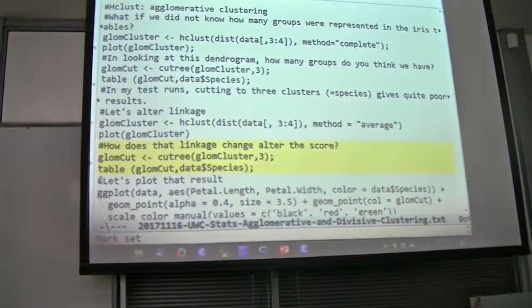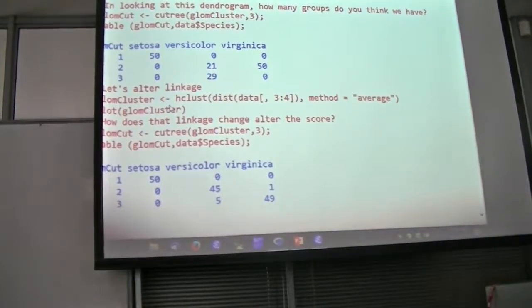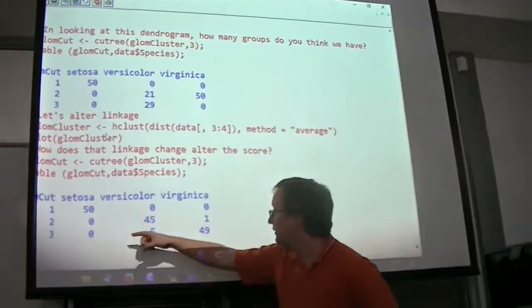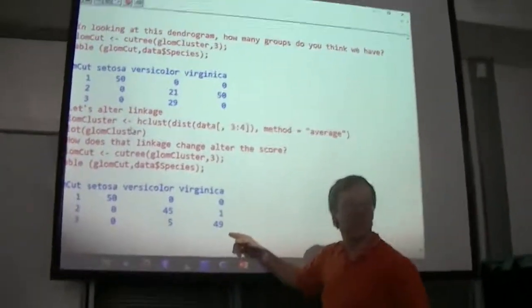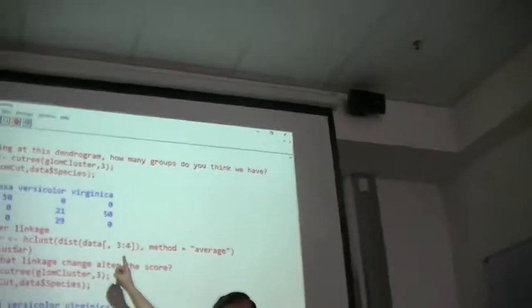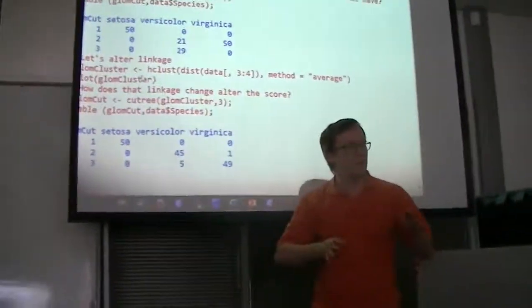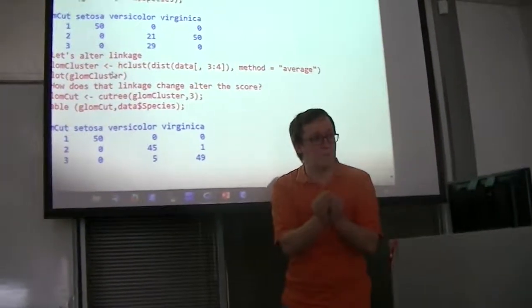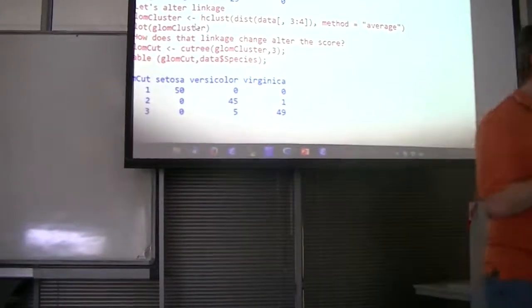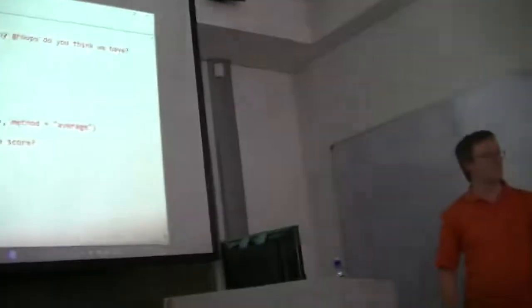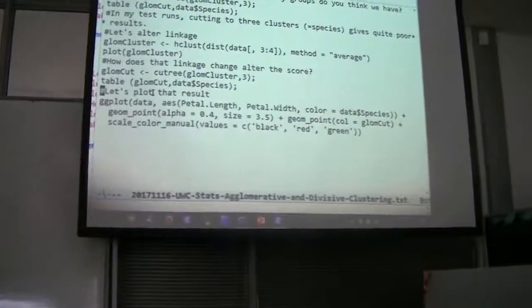Glom cut to 3. Stick that into the table. All right. There we go. So now, having cut to 3, we see that once again the setosas are all together. The versicolors are mostly in cluster 2 now, and the virginicas are mostly in cluster 3. But we actually lost our discrimination on Virginica, because Virginica was all in one group before, and now we have one that's sliding over into this cluster with almost all of the versicolors. So it was a trade-off. We diminished our ability to keep the Virginicas grouped together, but we have a much better ability to keep versicolors together than we had before. This is a win, I think. So by altering the linkage, or by altering the way we compute distances, you may make a very different cluster diagram as a result.